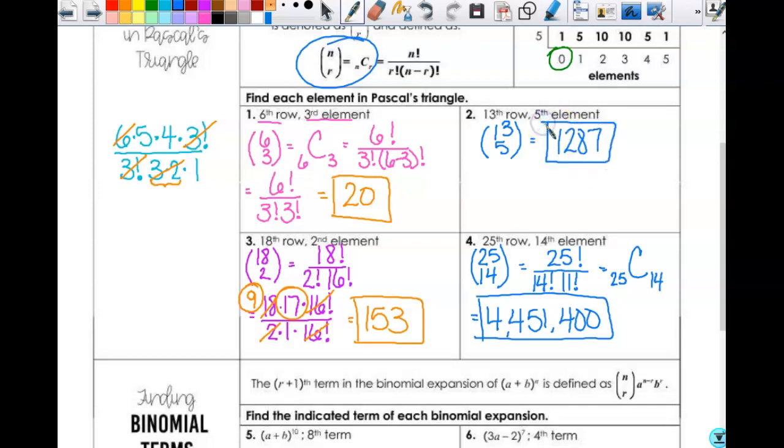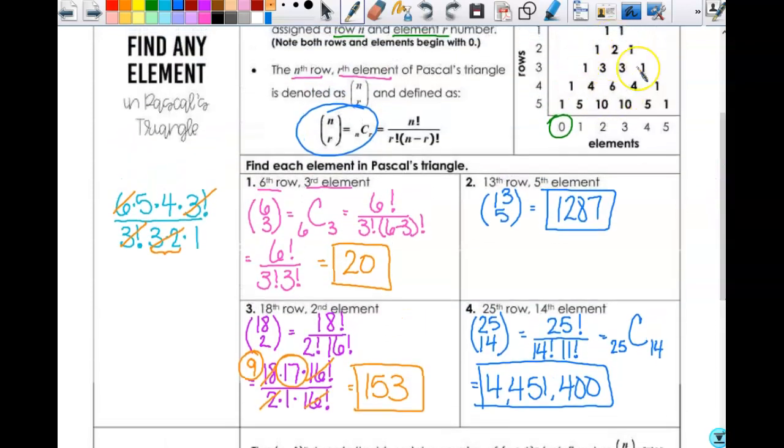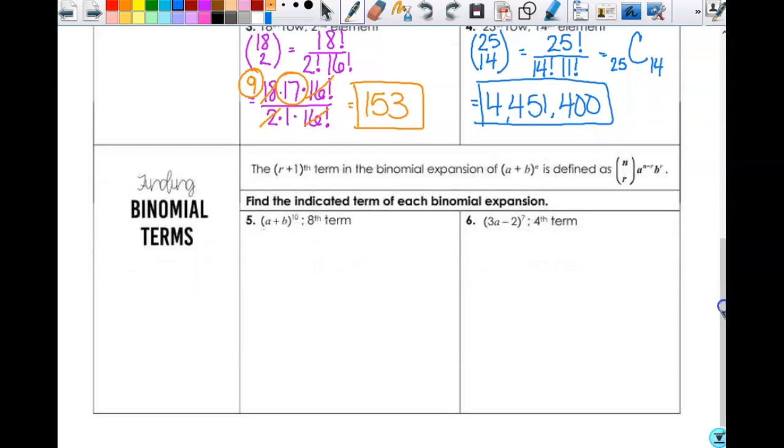Okay. So these are just the elements in the triangle themselves. They're not the terms in a binomial or anything else. It's just if I was to continue this Pascal's triangle out infinitely, I could find this row, this element, and these are the numbers that would be in there, okay? So we are then going to use that to help us find our terms in our binomials, okay?